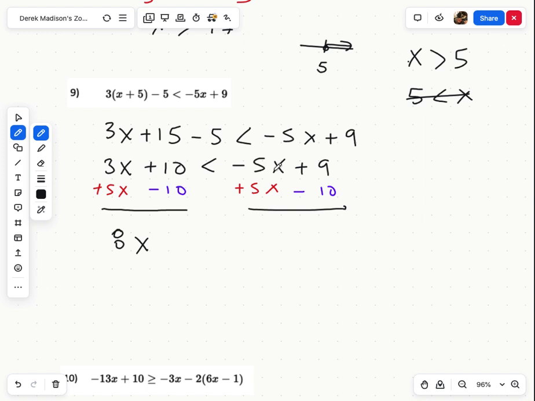The 10's canceled, that was the plan. The 5x's canceled, that was the other plan. And that's less than 9 minus 10 would give us a minus 1 right there. Dividing the 8 over, I have x is less than negative 1/8. There is no sign flip on this. This is a negative number, but I divided by a positive, so that means I do not need to reverse the direction of that inequality.